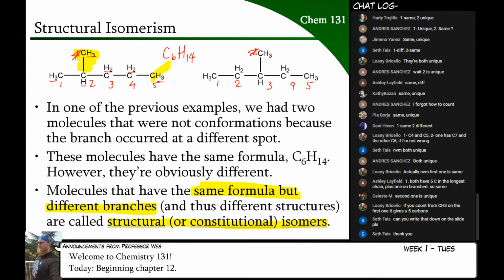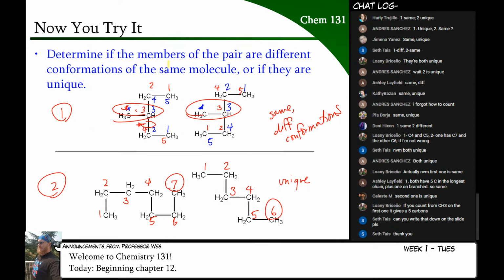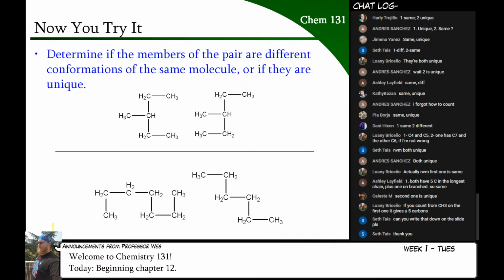So on a quiz or exam, I might throw 2 pictures up and say, are these structural isomers, or are they different conformations, or are they unique? So for these two on the screen here, what you would say is, oh, they are structural isomers. The branches are at different spots. Whereas for these two, let me clear the screen right here. If I asked you about these two, you would say these are different conformations, and then these down here would be unique.